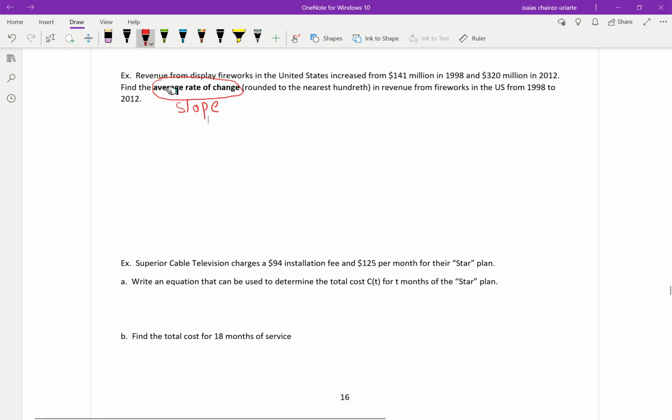Alright, so let's read this little prompt here. The revenue from display fireworks in the United States increased from 141 million in 1998 to 320 million in 2012. So there was an increase. So the revenue from fireworks increased from 1998 to 2012. We want to find the slope, rounded to the nearest hundredth, in revenue from 1998 to 2012.